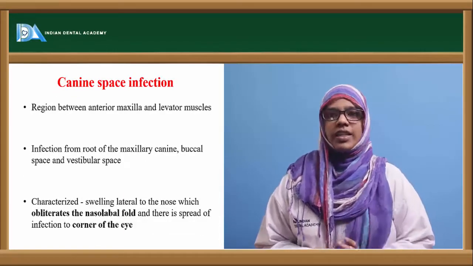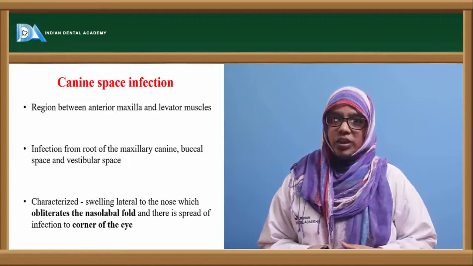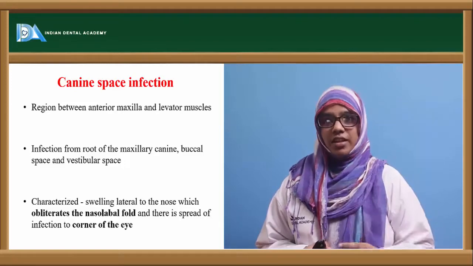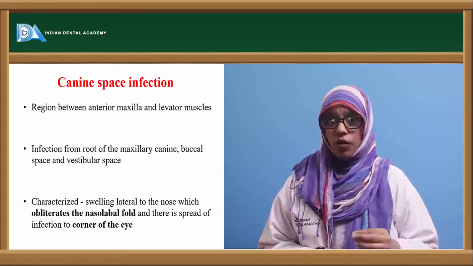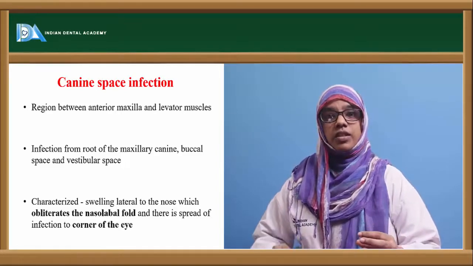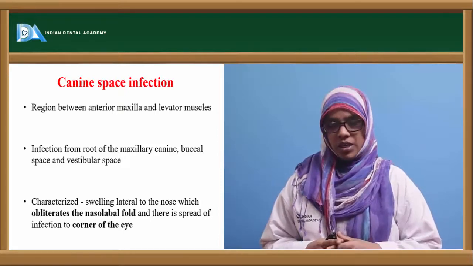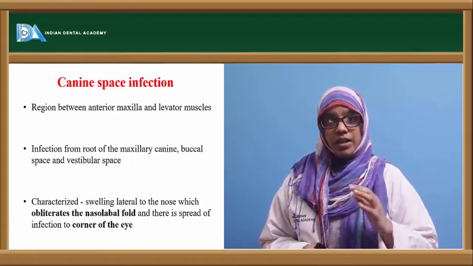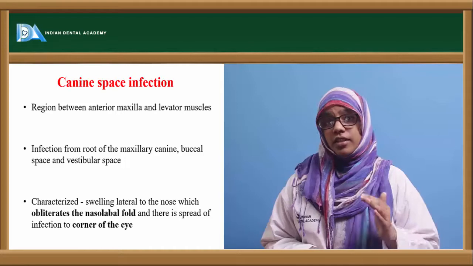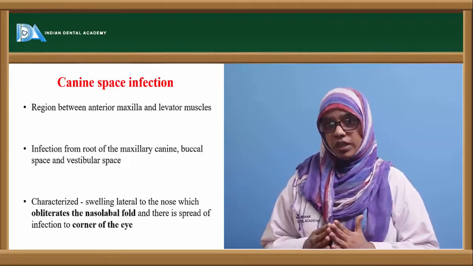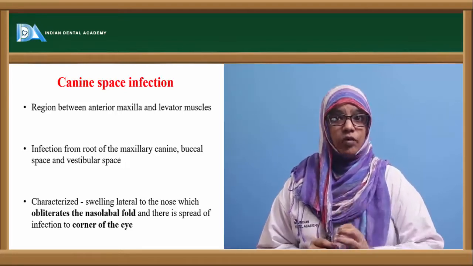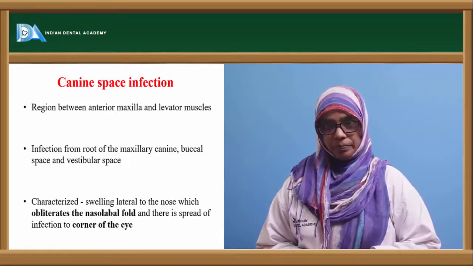Now, we come to canine space infection. It is a region between the anterior maxilla and the levator muscle. Now, infection from the root of the maxillary canine can cause canine space infection, or canine space infection can also arise when there is an already present buccal space infection or vestibular space infection. Now, it is characterized by swelling lateral to the nose, which obliterates the nasolabial fold, and since the infection can spread between the two heads of the levator muscle, it spreads through the corner of the eye, that is the medial canthus, resulting in swelling of the lower eyelid and the medial canthus of the eye.